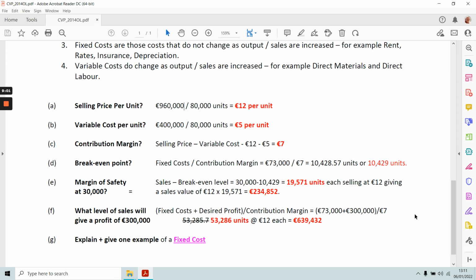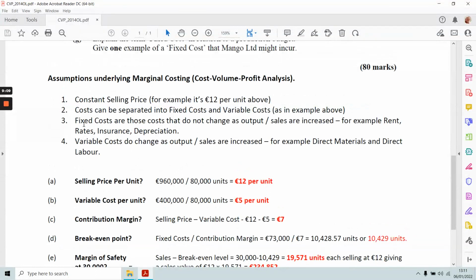Typically the last part of the question asks us to explain, giving an example of what we mean by fixed costs. So coming back up here to our earlier explanation and example, fixed costs are those costs that do not change as output or sales are increased. For example, rent, rates, insurance and depreciation.